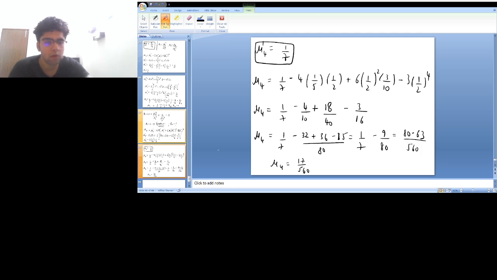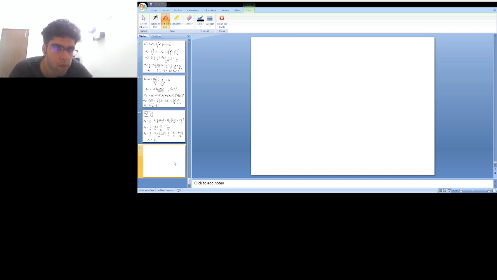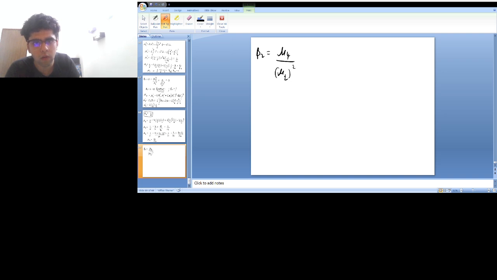Right? So let me just go. So now I need to find the value of beta 2. Beta 2 was m4 upon m1 m2 square, 2 square. So now, so we had found m2 dash, which was equal to 3 by 10, and m2 was 3 by 10 minus 1 by 2 whole square.